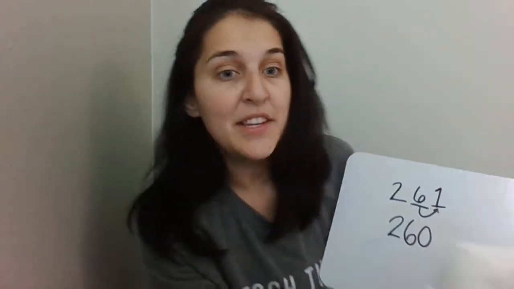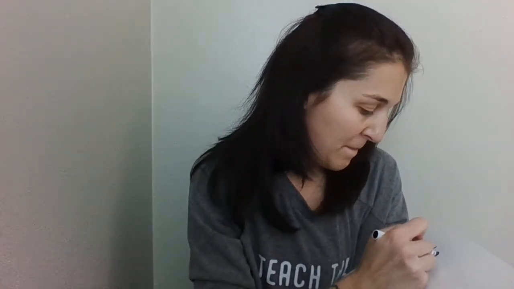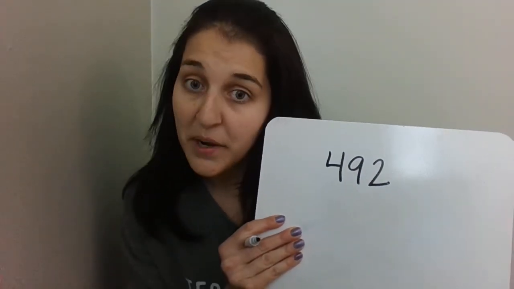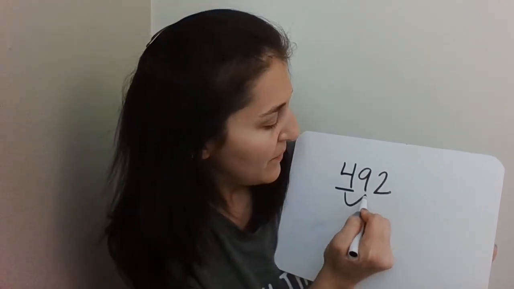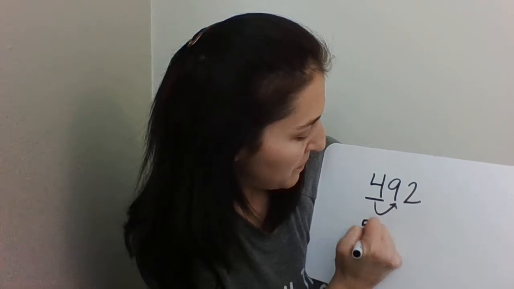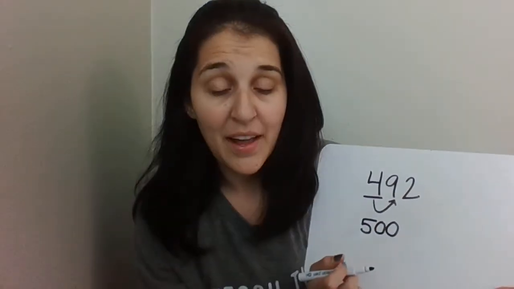Let's practice rounding to the nearest 100. 492. Round to the nearest 100. I'm going to underline the number in the hundreds place. And I'm going to look next door. Is it 5 or more? It is. So 492 rounds up. We let it soar. 492 rounds to 500.